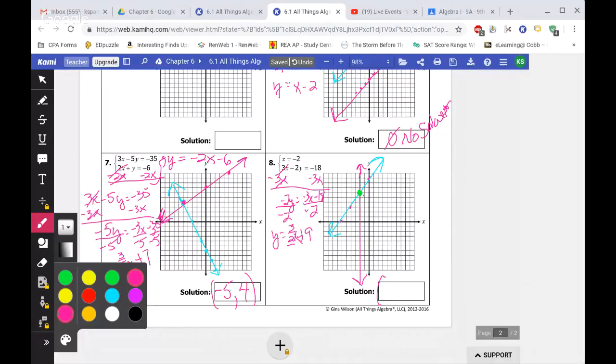For number 7, I got no solution. For number 7, you got no solution. This is yesterday's classwork. Yes, ma'am. I got no solution for like the last 3. So you got where they didn't intersect at all? Yes, ma'am.